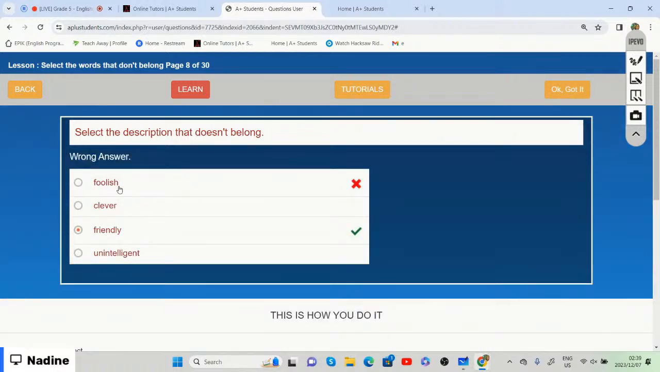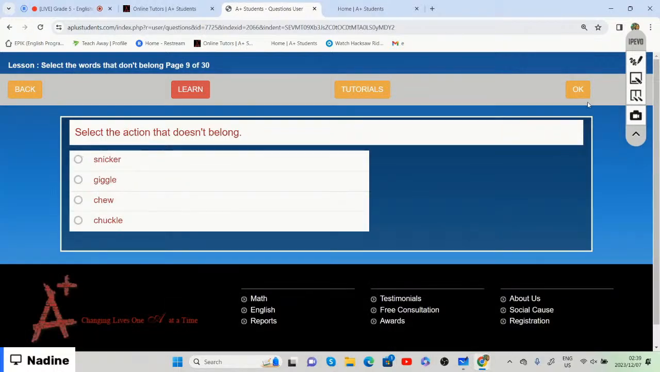I also thought it's friendly because remember, foolish, clever, or unintelligent has to do with almost like how good or how bad you are in school, maybe. So friendly did not belong there at all, because friendly has to do with something else. Friendly is being nice, whereas foolish, clever, and unintelligent have to do with almost like academic smart, book smart type of thing.